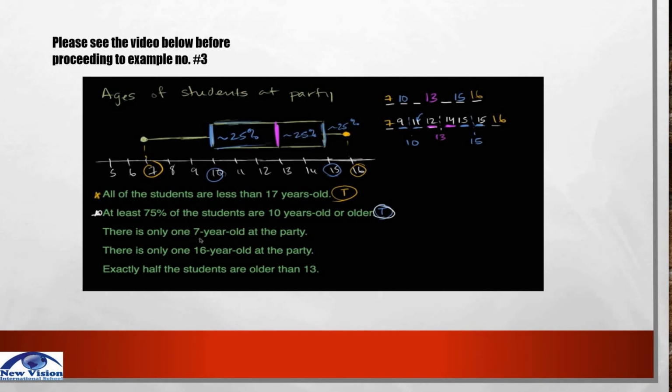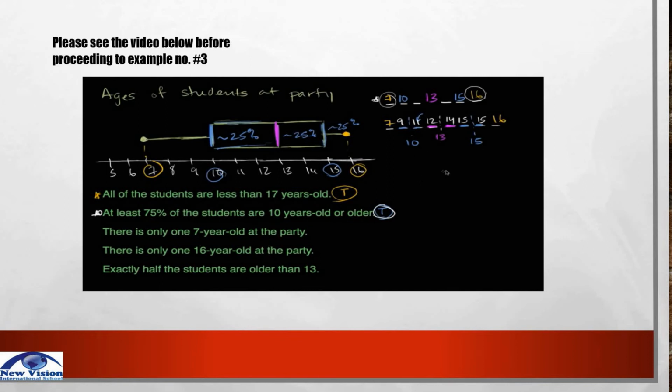Now they say there's only one 7-year-old at the party. One 7-year-old at the party. Well, this first possibility that we looked at, that was the case. There was only one 7-year-old at the party, and there was one 16-year-old at the party. And actually, that was the next statement. There's only one 16-year-old at the party. So both of these seem like we can definitely construct data that's consistent with this box and whiskers plot, where this is true. But could we construct one where it's not true?